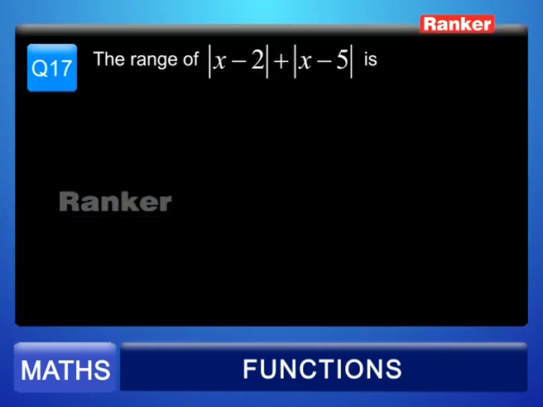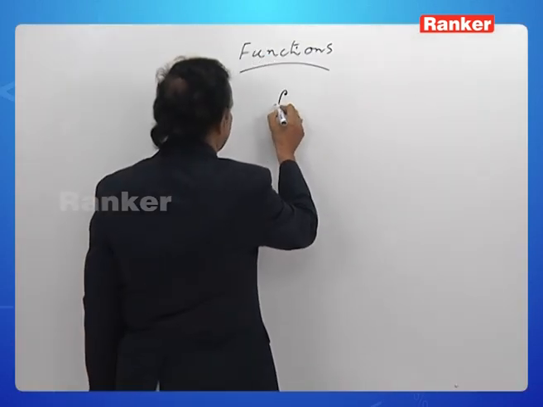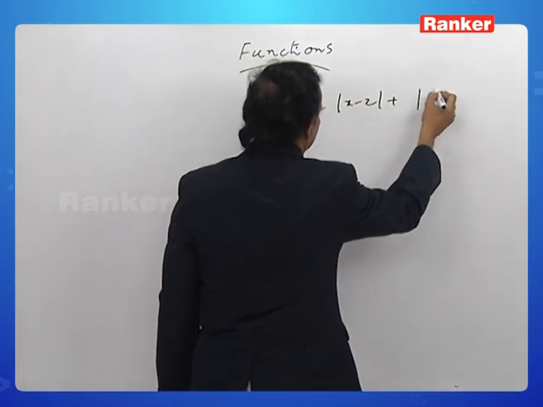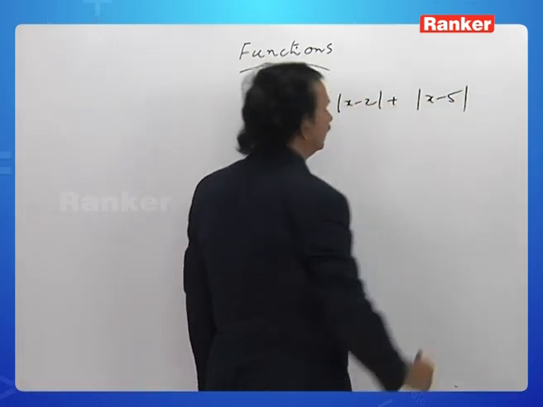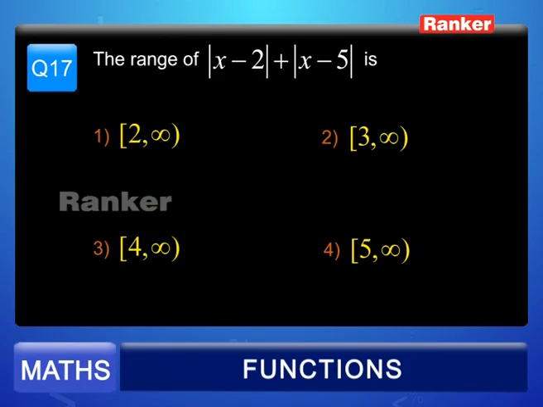In the question, he is now asking us to find the range of a function. What is the function given? Mod x minus 2 plus mod x minus 5. F of x is equal to mod x minus 2 plus mod x minus 5. The first option is closed interval 2 to infinity. The second option is closed interval 3 to infinity. The third option is closed interval 4 to infinity. And the fourth option is closed interval 5 to infinity. Which is the correct one?